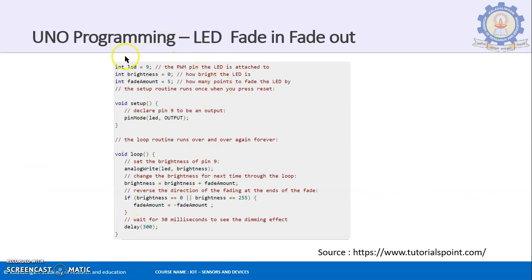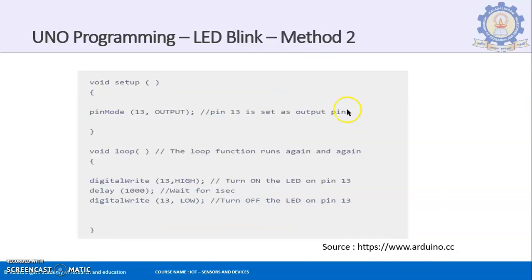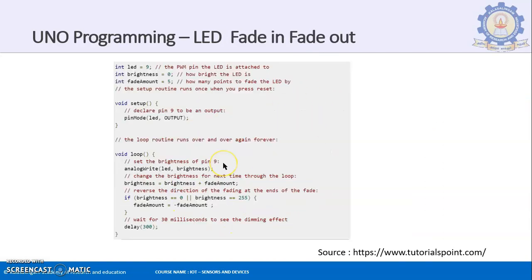Okay, so next one is my LED fade in and fade out. This is like PWM, that is pulse width modulation. What is pulse width modulation? In my clock cycle, I'm going to alter the length of my on time and my off time. Which means that it is going to be on for some time and off for some time. In my normal condition, it will be off or on for some fixed duration. But over here, fading is going to take place.